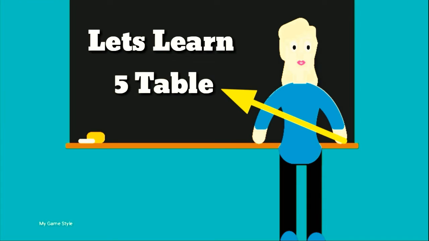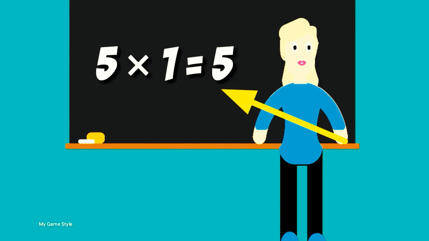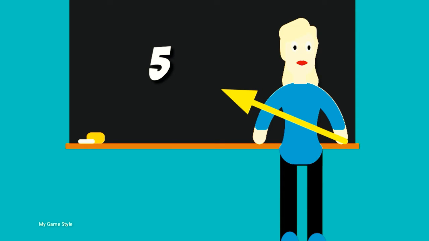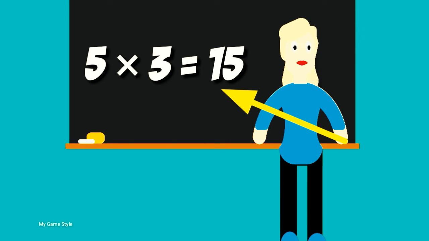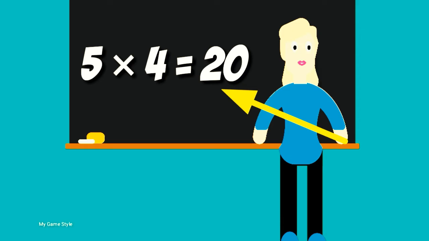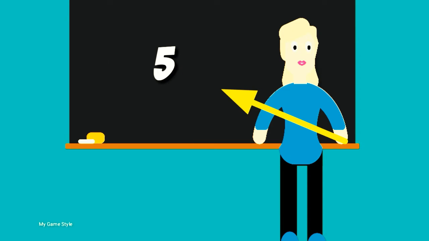And five table. Five ones are five. Five twos are 10. Five threes are 15. Five fours are 20. Five fives are 25.